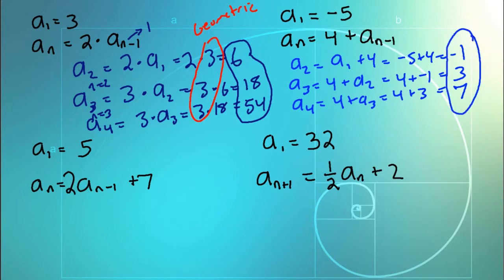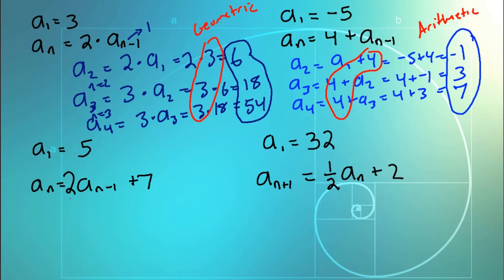But for this one, again, we're adding 4 each time, right? We're adding 4. So this one was arithmetic. So again, we do have a better formula for an arithmetic than this one, an explicit formula that we've already gone over. So recursion, really we want to use recursion when we don't have that explicit formula.